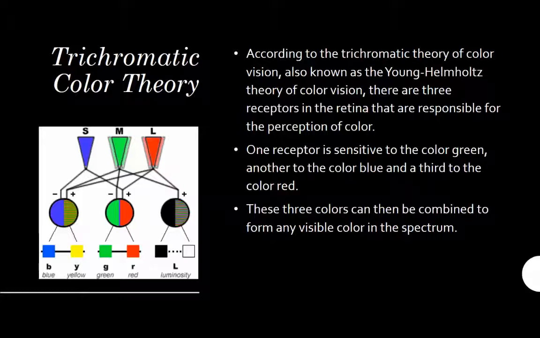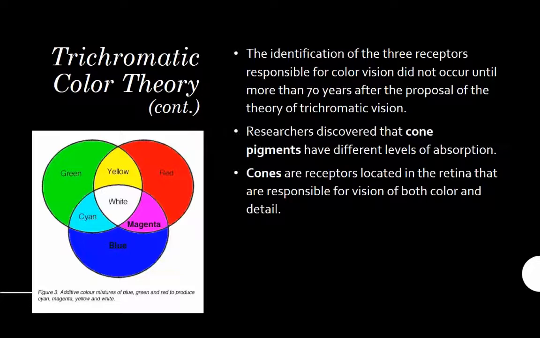Now, again, remember, it's not just that color. It's a range of colors, and there's actually some overlap between the different cones. But these three colors can then be combined to form any visible color in the spectrum. The identification of these three receptors responsible for vision did not occur until 70 years after the theory was proposed. Researchers discovered that cone pigments have different levels of absorption. Cones, remember, are the receptors located in the retina that are responsible for vision of both color and for detail.